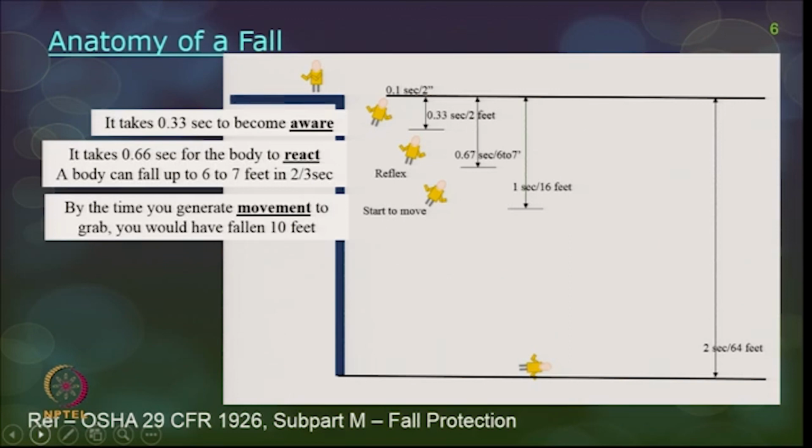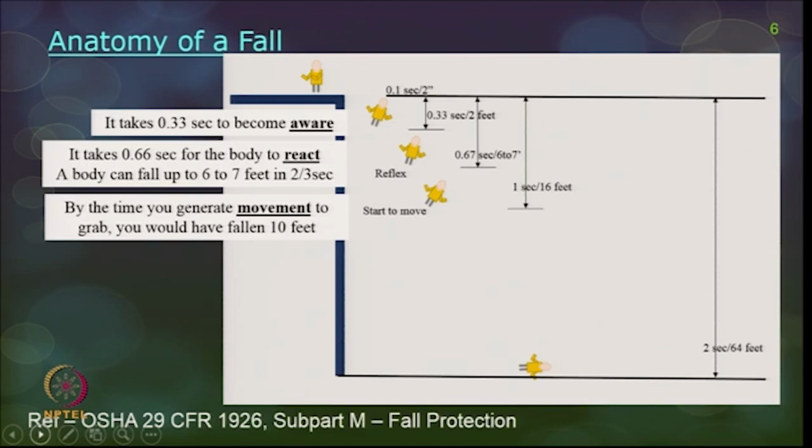What happens when a person is about to fall? The anatomy of a fall. You should first know why a fall is very dangerous and what happens when you try to fall. A fall is a very dangerous hazard because by the minute you realize you are about to fall, you would have fallen very far. It takes 0.33 seconds to become aware that you are about to fall, and in those 0.33 seconds your body would have fallen at least 2 feet.